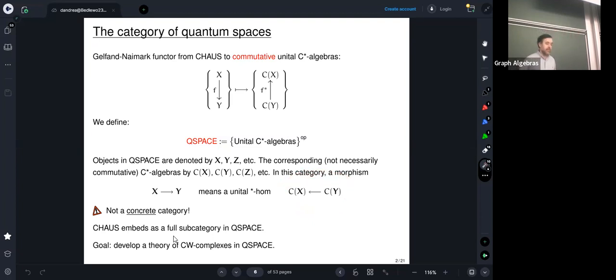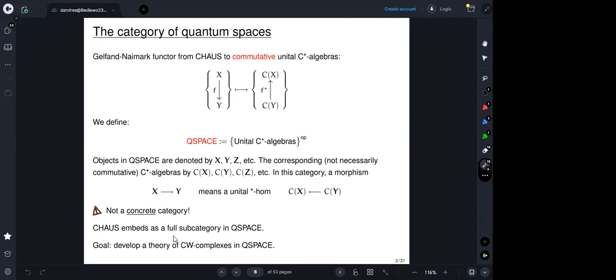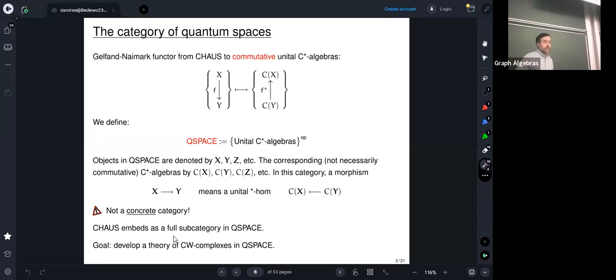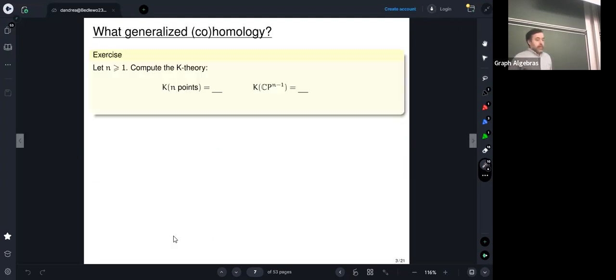So this is just a notation, because we want to write a theorem in the spirit we would do in topology, and think like we are working with some kind of topological spaces, even if we really aren't. So, okay, the goal is to develop a theory of CW complexes in this category, that for this talk I denote by QSpace, compact quantum spaces.